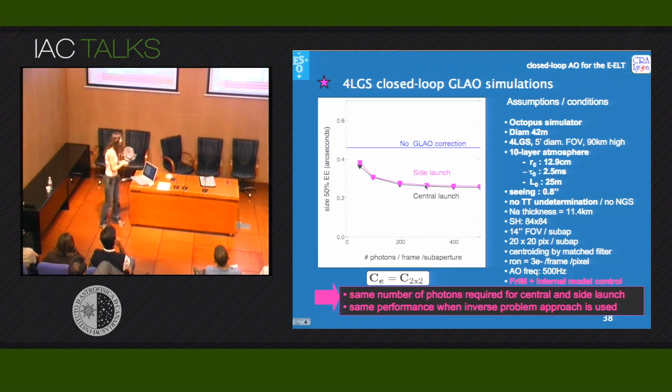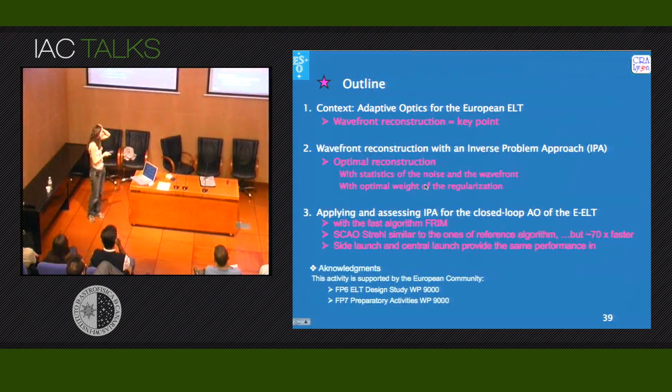And it has had a major impact for the laser guide star system, trying to convince people that side launch can be as good as central launch. Actually, at the TMT, they are now thinking about side launching.